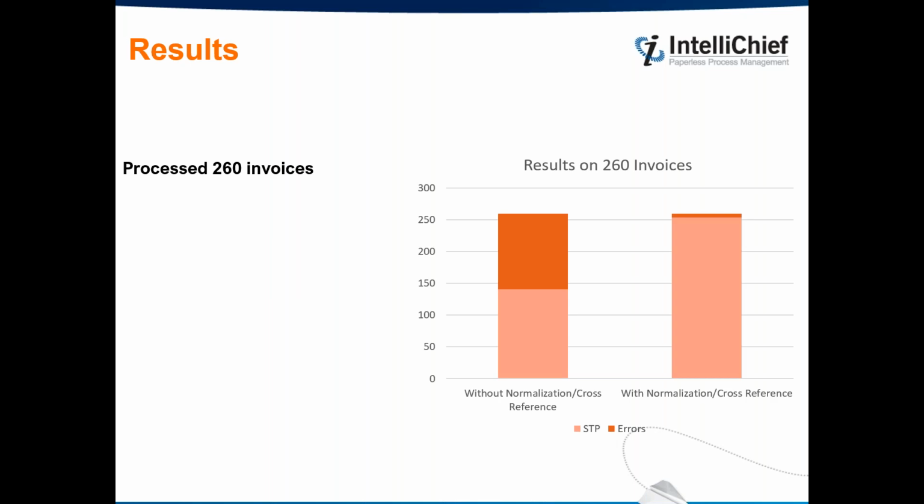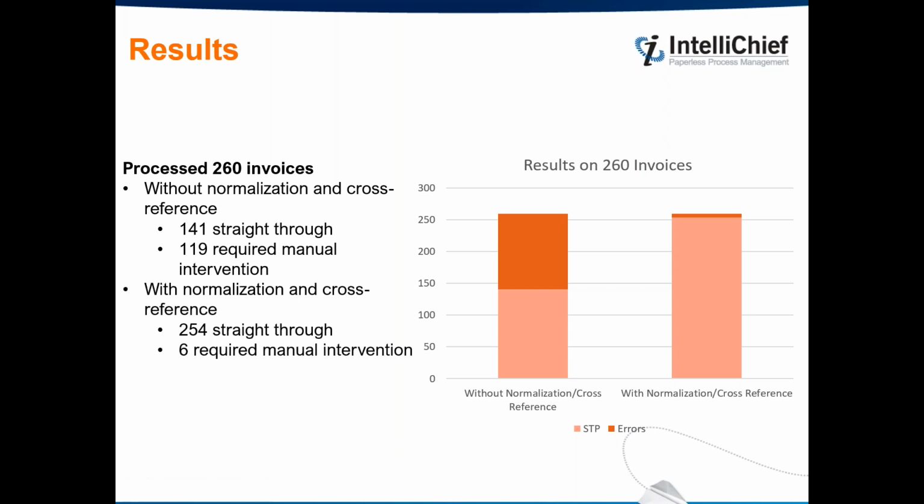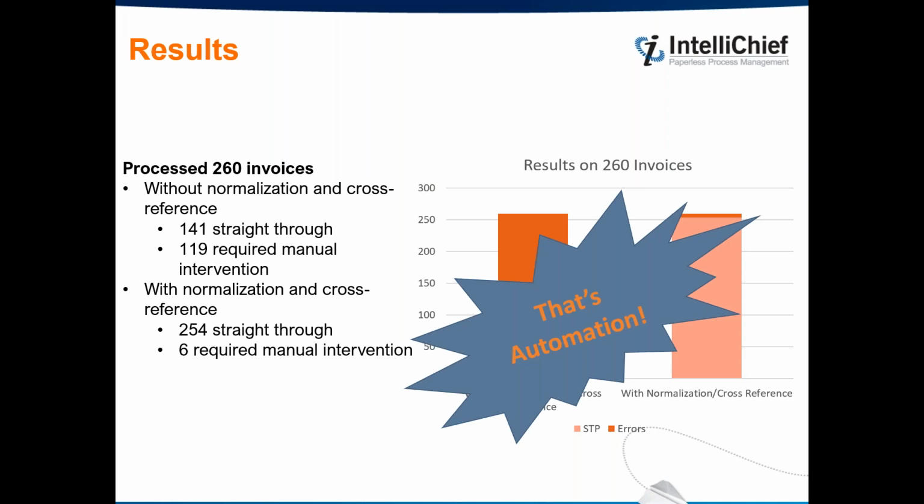So the results, if you take a look, this is just a sample set of invoices with one of our customers who was doing some testing on this feature. Prior to deploying it, of 260 invoices, only 141 went straight through. But when they implemented that item cross-reference and the unit of measure, 254 went straight through. Right? So you're not just automating, you're maximizing the amount of automation.